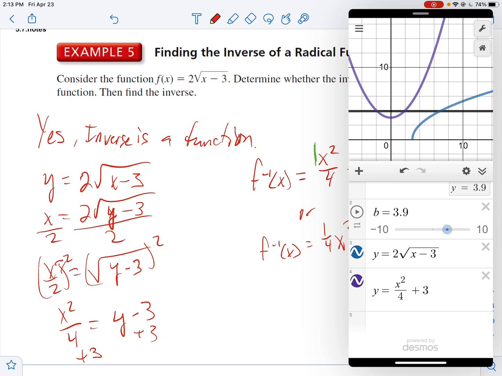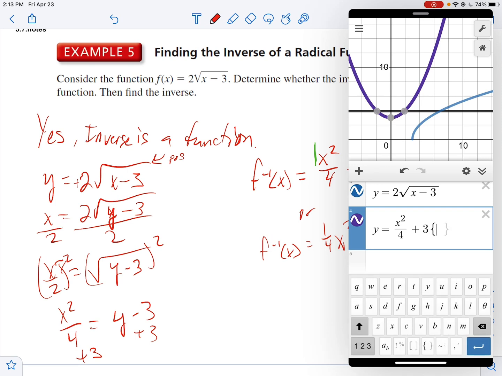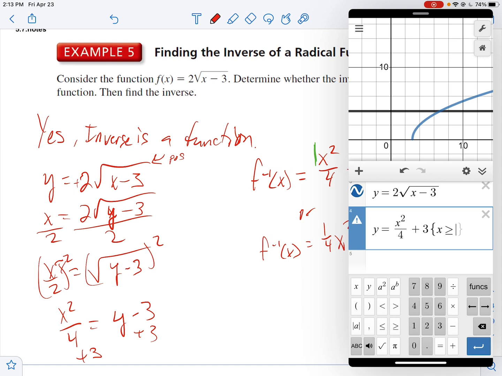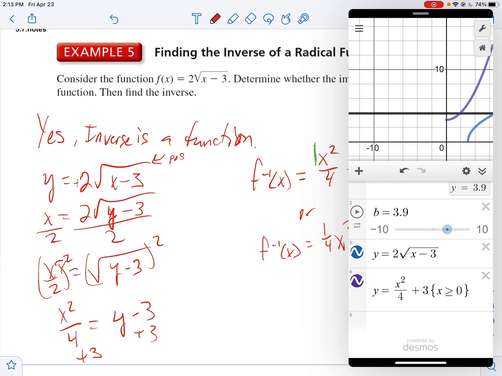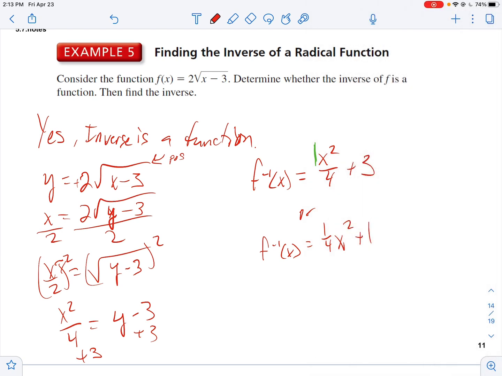Now, remember that the blue one, what kind of things can you put into a radical? Well, you can only make what's underneath there positive, right? And they had a positive 2 out in front of that. So we only need the positive things. So we need to put in a limit. And we're going to restrict the domain to where x has to be greater than or equal to 0. And now we have that mirrored image. So we were really close there, but we just need to put x must be greater than or equal to 0. And then we are good to go.